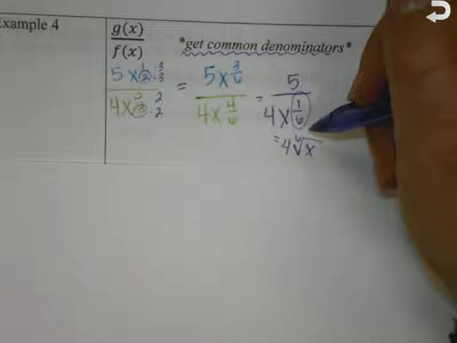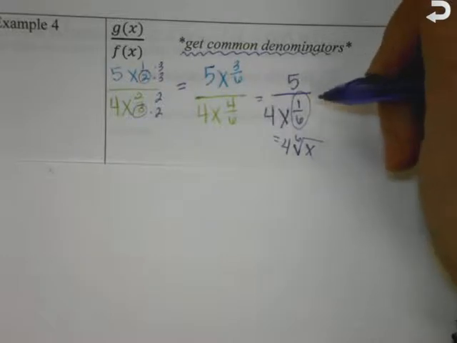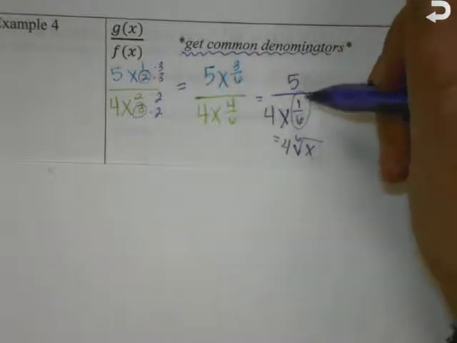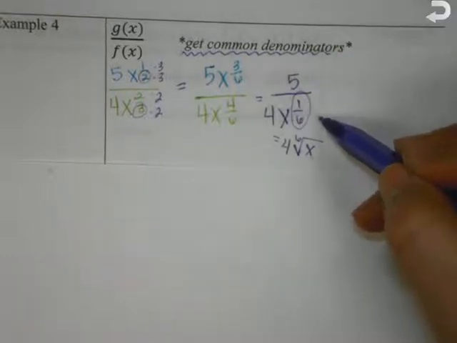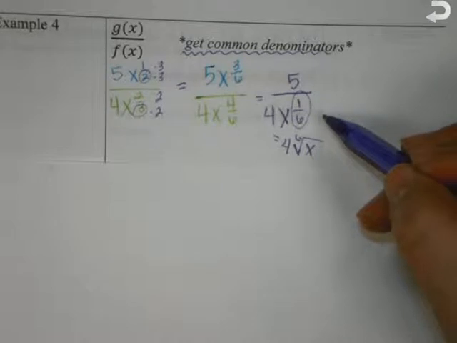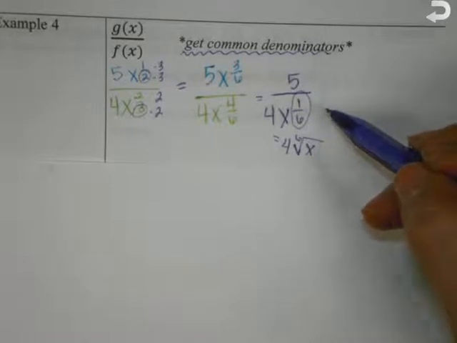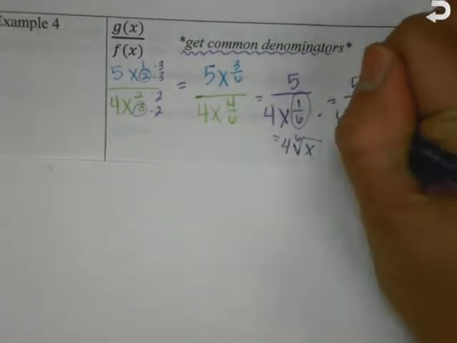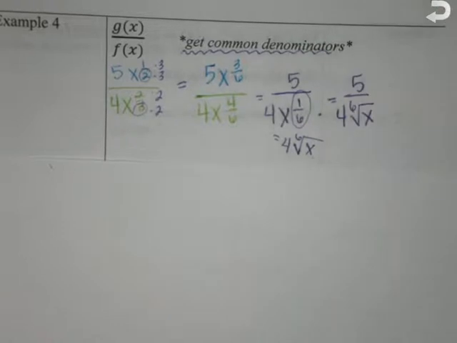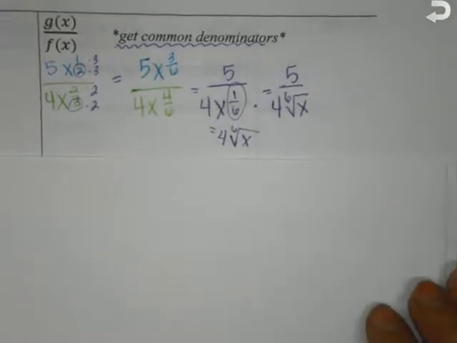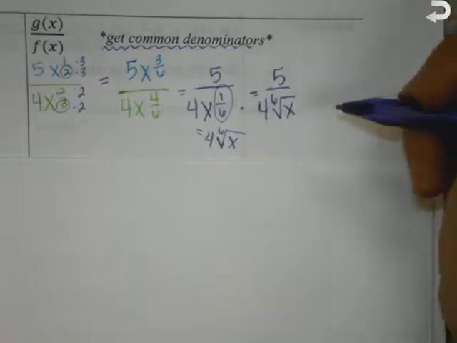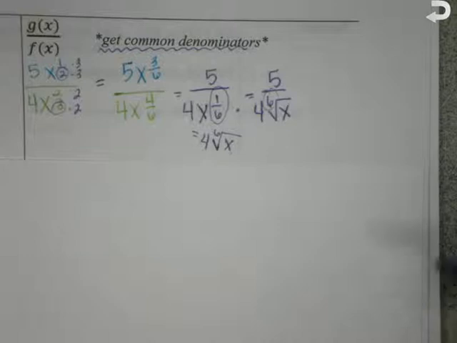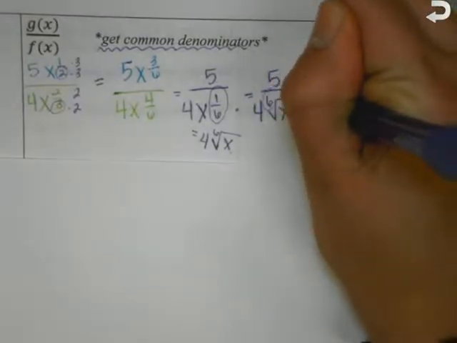So I can raise the top and the bottom by a power of, what would make this 5 over 6, right? So let's rewrite it as 5 over 4 times the 6th root of x. Now remember, when we were trying to get rid of roots in the denominator, we're looking for groups of 6 this time. So how many x's am I missing? 5. So multiply the top and bottom by the 6th root of x to the 5th.